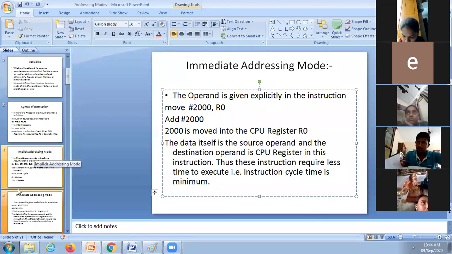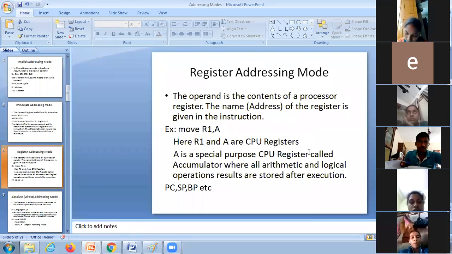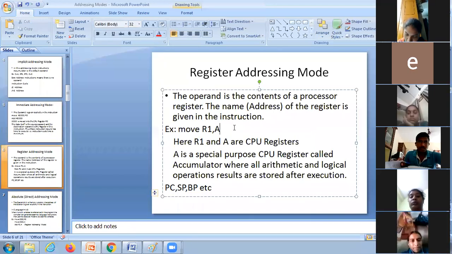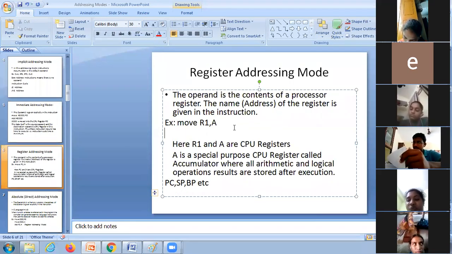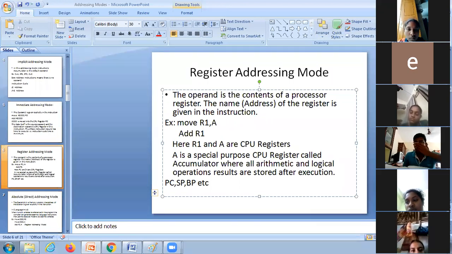Then the next one is register addressing mode. Register means we are going to use the operands as registers. Here also, there may be two operands or one operand. Suppose ADD R1 means add R1 to A and the result is stored in A. Move R1, A. Here the registers are the register operands. Is it clear?